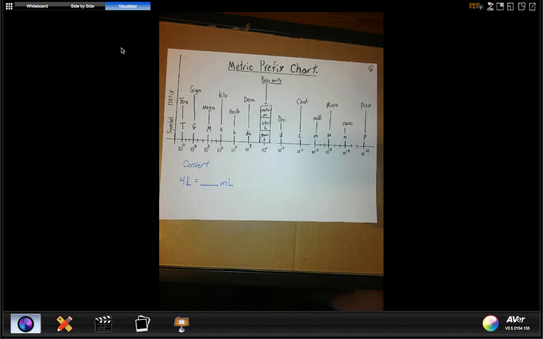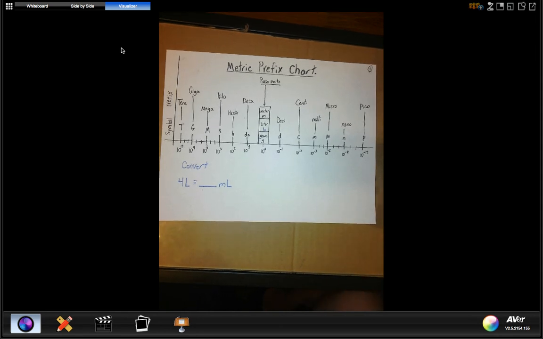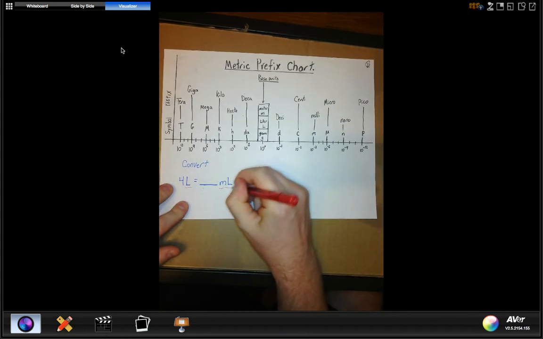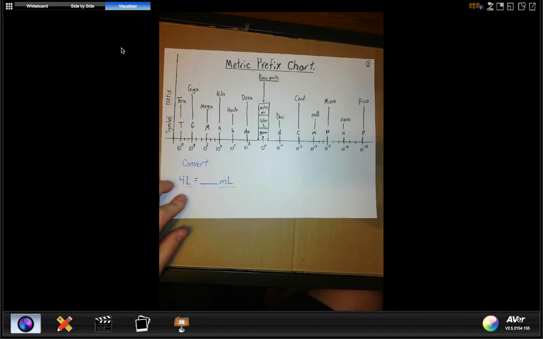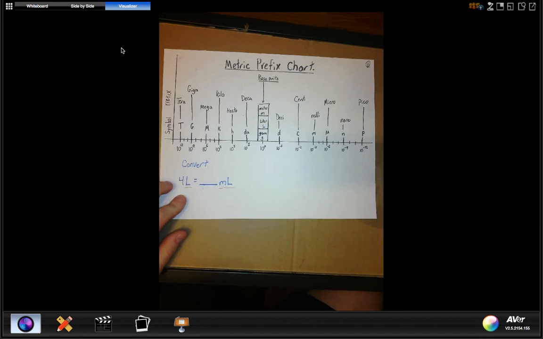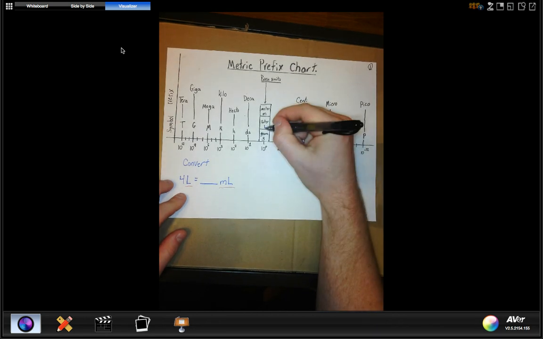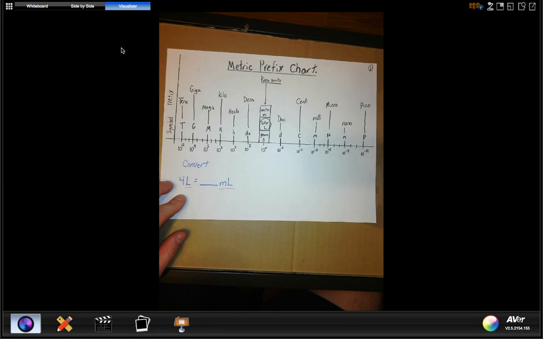Now, you may be thinking, man, there's a lot going on here. I don't know where to begin. The first thing I always do is look at what units I have and what units I want to get to. So I notice I have liters, which I know from the videos before is a base unit. I found liters right here. And then I want to find out where am I trying to get to.